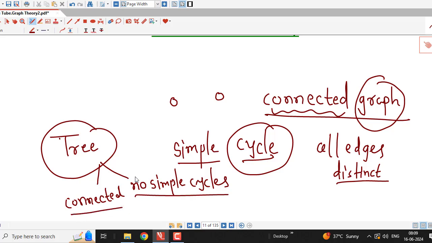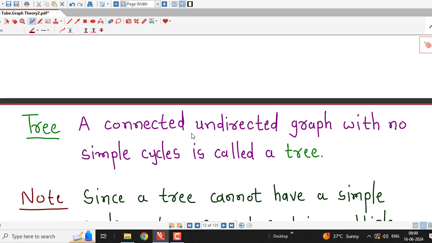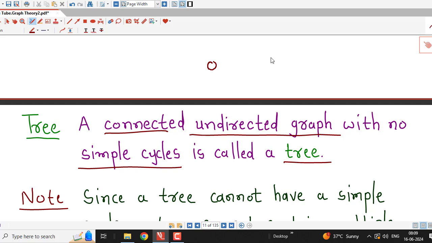If we consider an undirected graph, then an undirected graph is called a tree if it is connected and it has no simple cycles. So, a very easy definition. A connected undirected graph with no simple cycles is called a tree, and connected graph means that graph in which there is a path between every pair of two vertices.